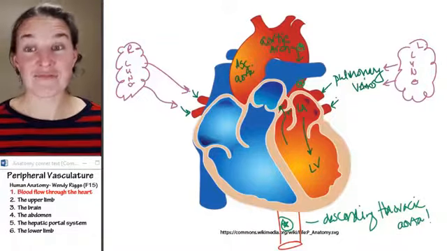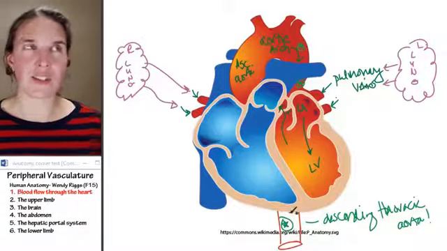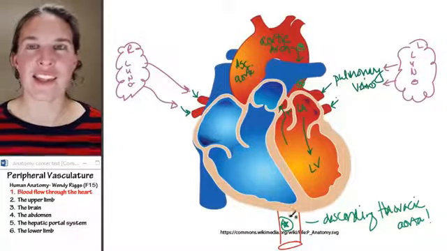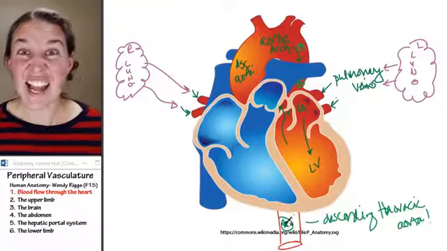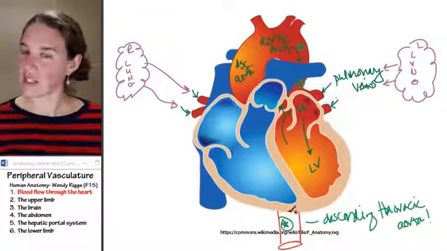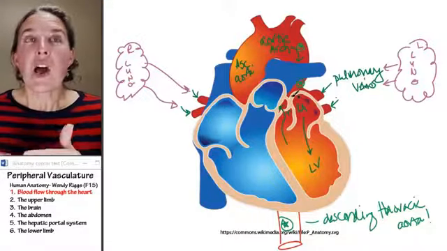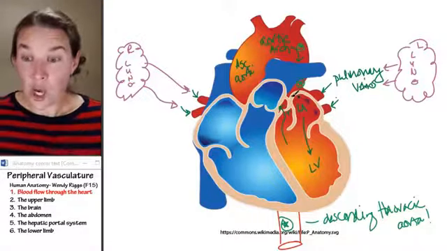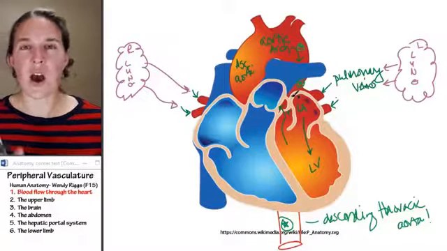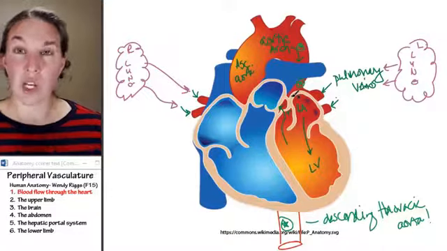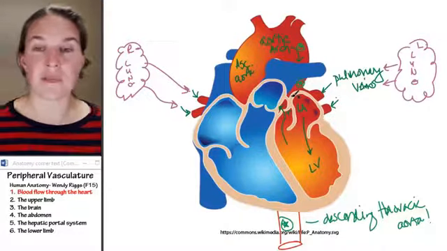Ascending aorta, aortic arch, descending thoracic aorta. How long do you think it's called the descending thoracic aorta? As long as it's in the thoracic cavity. Nice. Okay, well, the other thing: not all blood cells are going to go through the descending thoracic aorta.